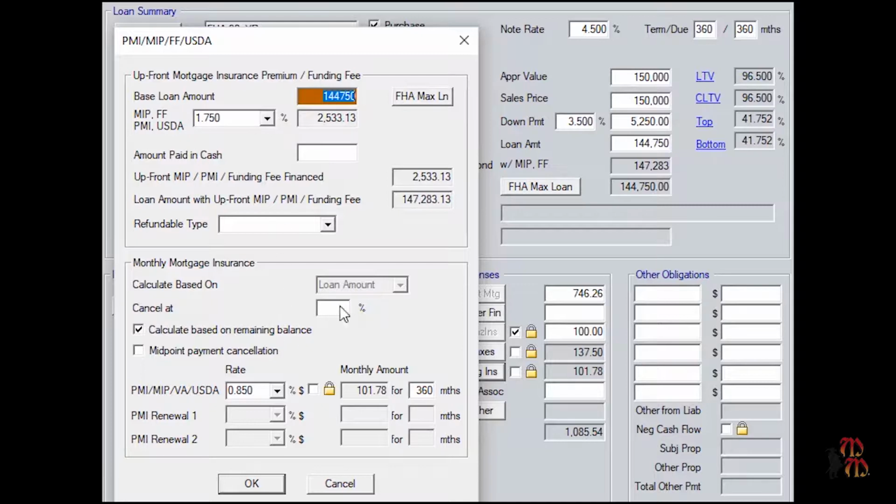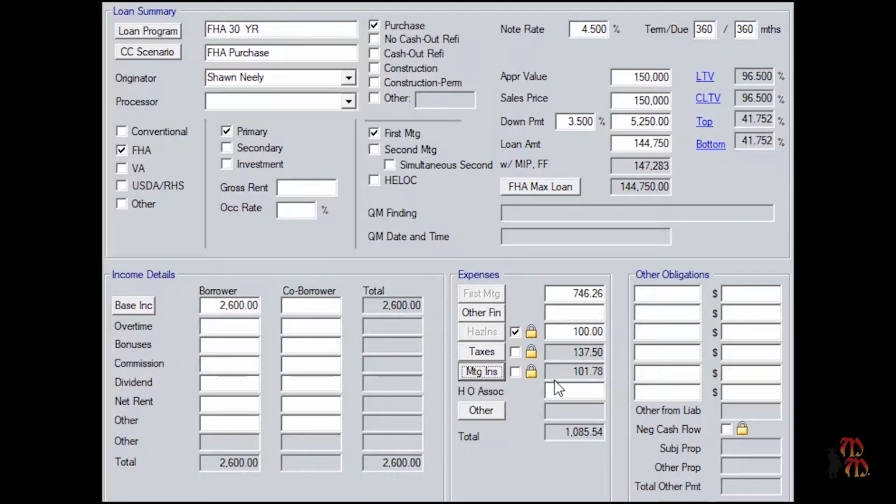An FHA loan, if you're only putting 3.5% down, has PMI of 0.85 a month. That 0.85 a month comes out to 101.78. Okay, so when you add all of this together, that's your total monthly payment.